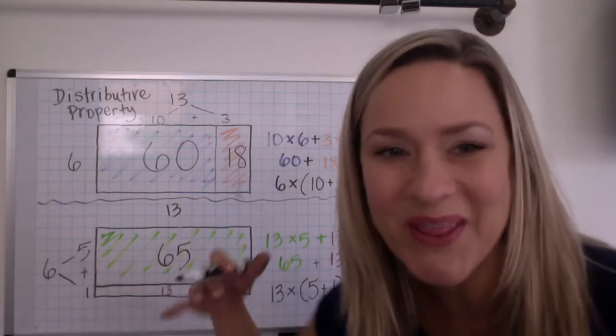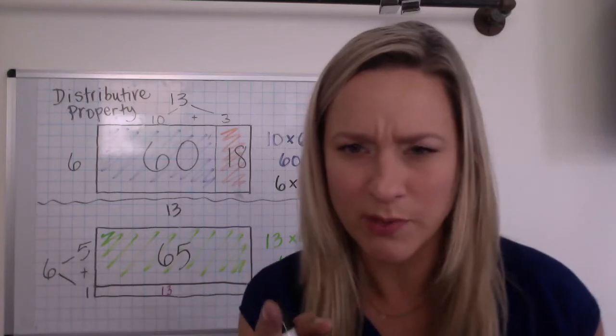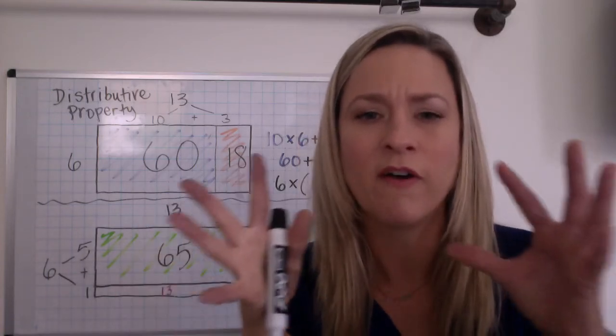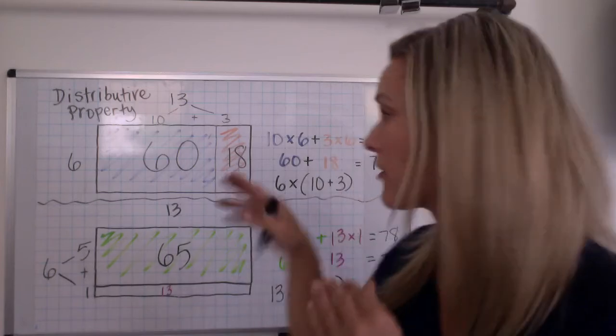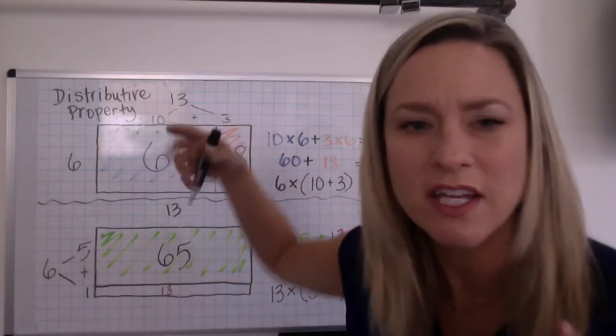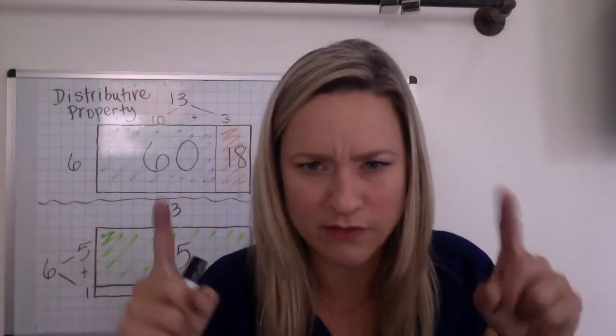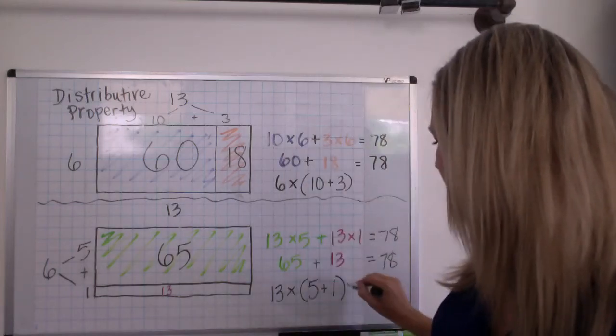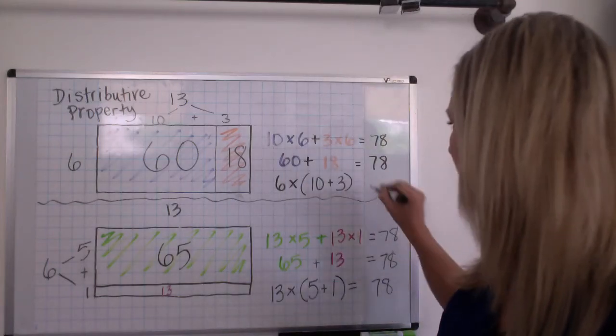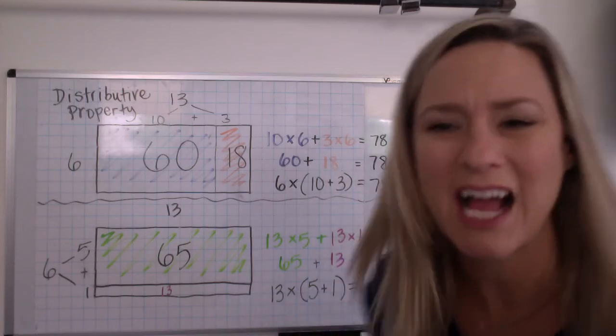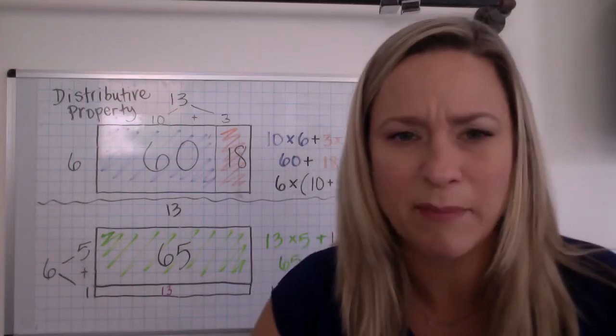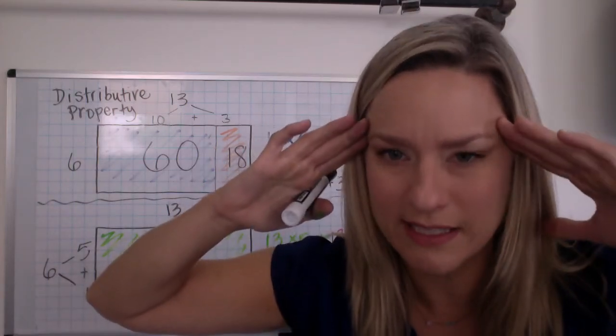It's all the same. The important part is we're thinking about friendly numbers to break our factors into. Our factors are the numbers in the multiplication problem. Don't forget that. Okay, so these all equal 78. Doesn't matter how you look at it. So that's the cool thing, because brains think about things differently.